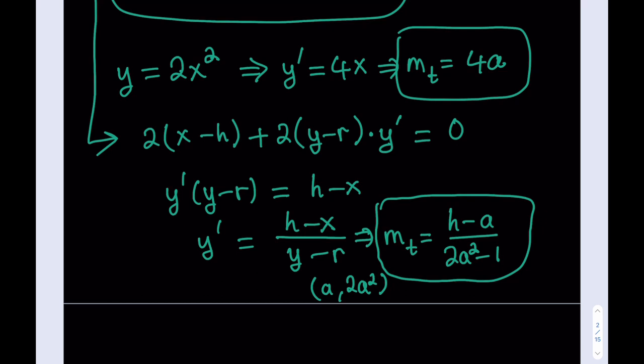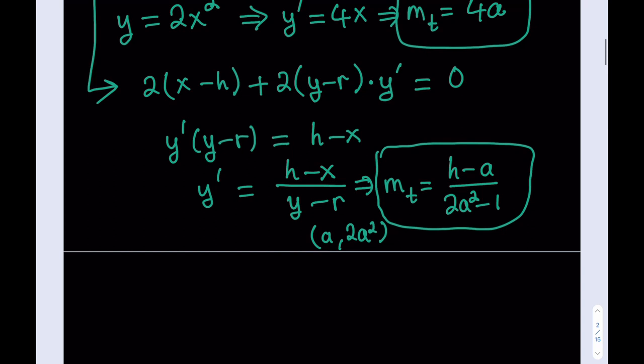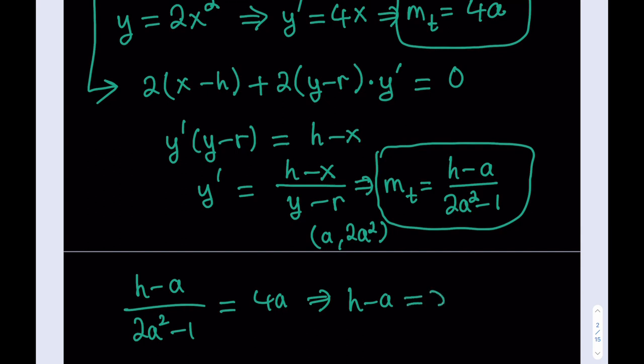So what am I going to do next? I'm going to set these equal to each other and get a beautiful, beautiful equation. Cool, let's do that. h minus a divided by 2a squared minus 1 is equal to 4a. Beautiful. Now I can go ahead and cross multiply. h minus a is equal to 8a cubed minus 4a.